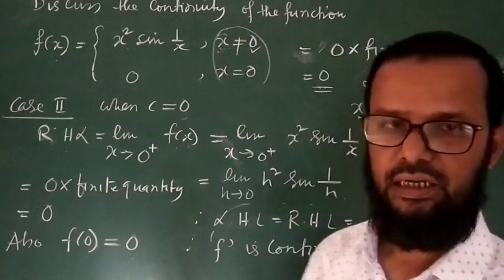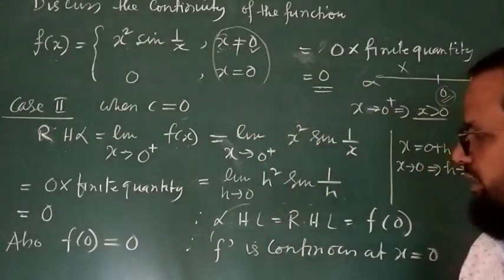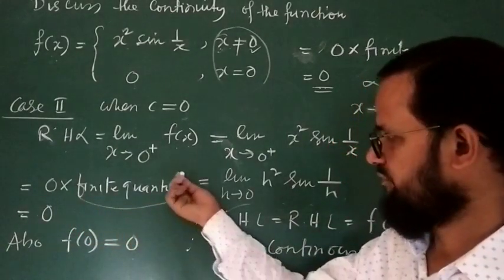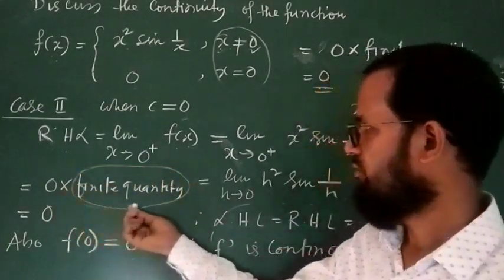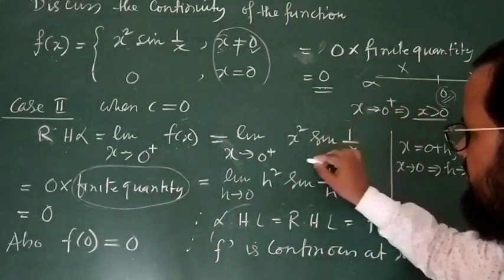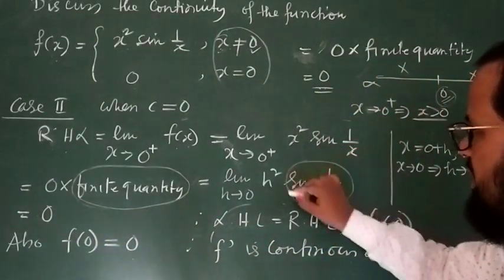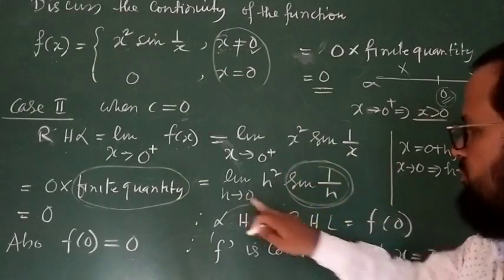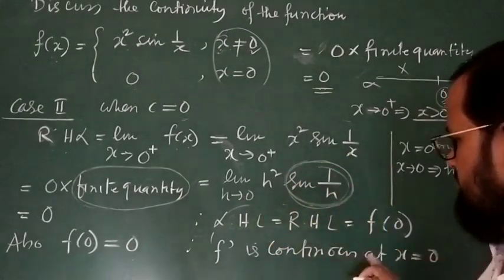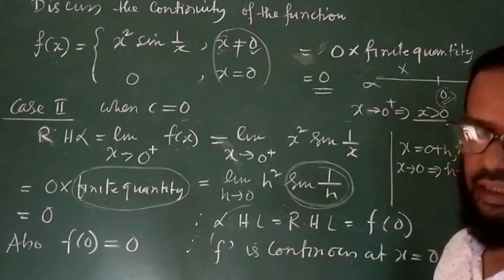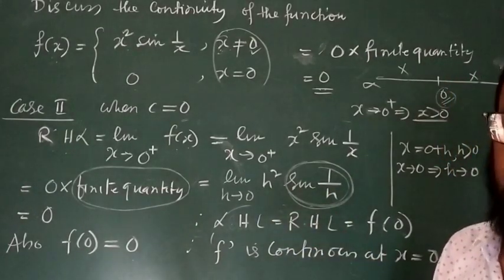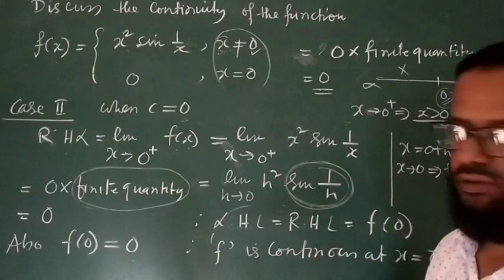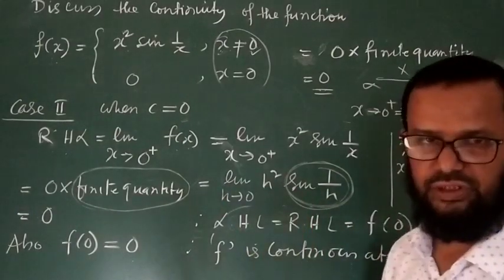This is the discussion of today's question, and the important thing in this question is that we are using this particular concept, the finite quantity. Why finite? Because sine of 1 by h lies between minus 1 and 1, which is very important. Otherwise if you put h equal to 0 here, then 1 by 0 is undefined. So this does not happen. That's why this concept is used in this particular problem to solve the question.